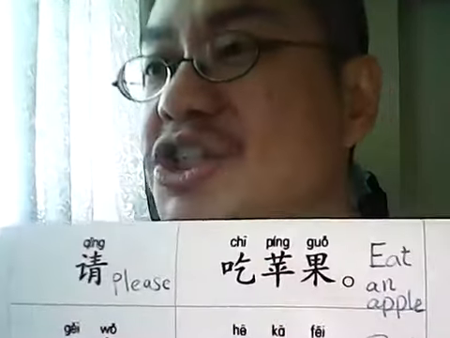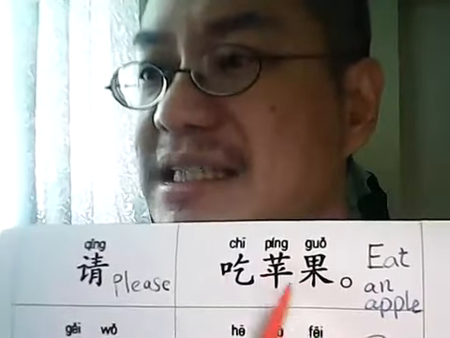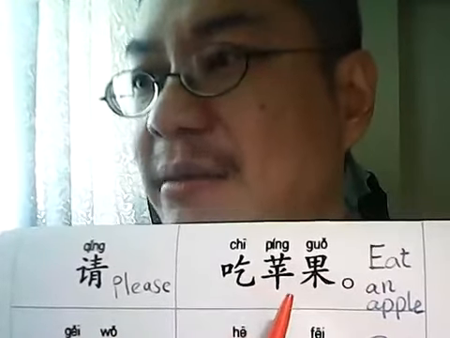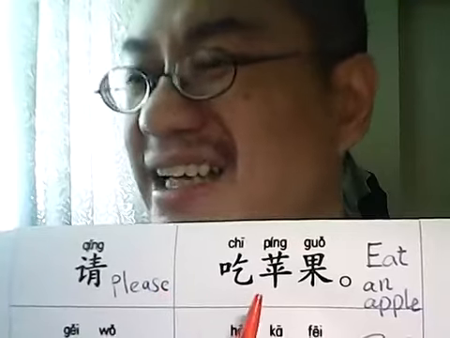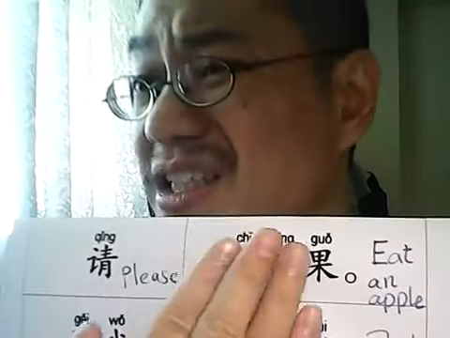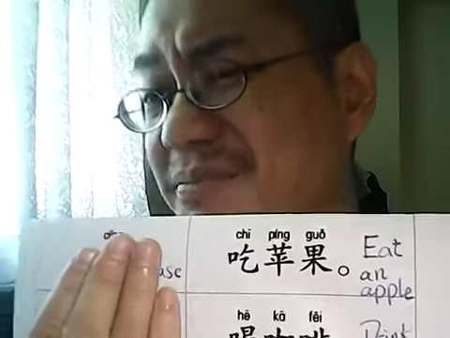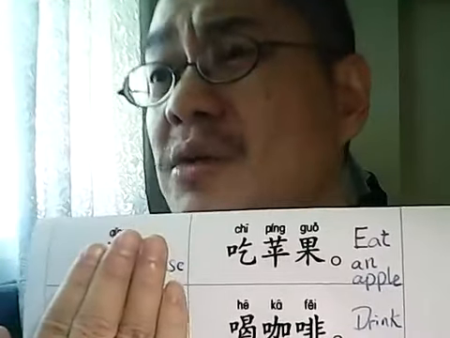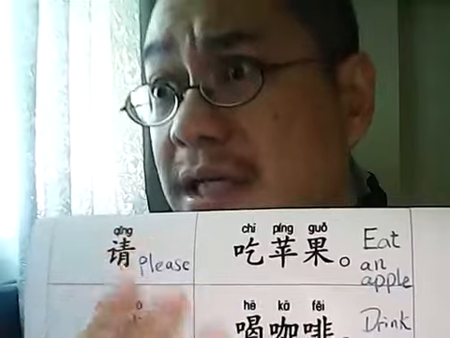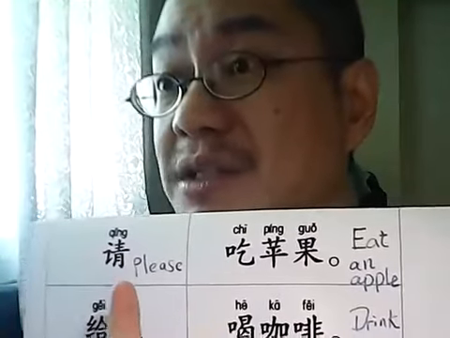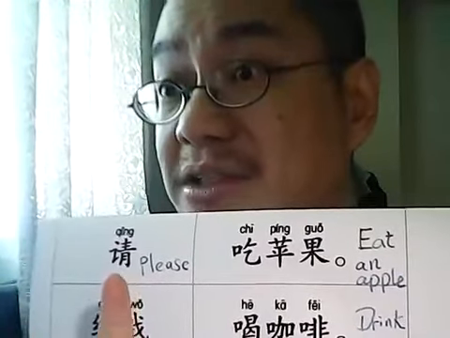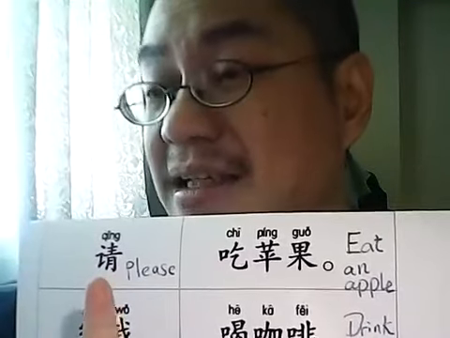请吃苹果. Please eat an apple. Of course, you can just say 吃苹果, but that's not polite enough. That's just a normal tone. So whenever you want to sound more polite, use this word, please. 请.